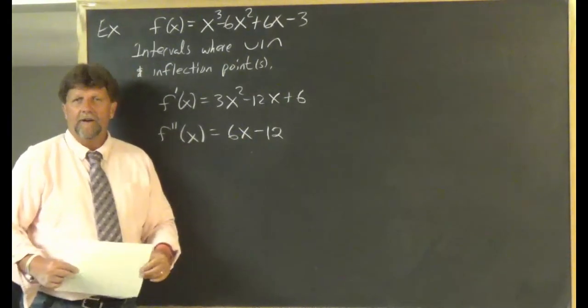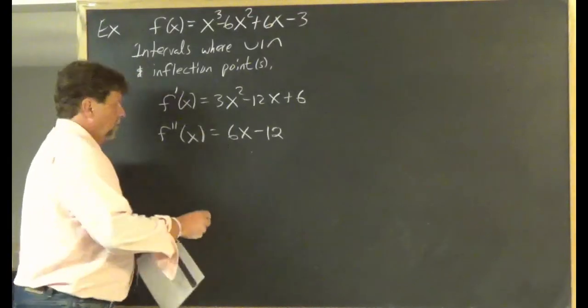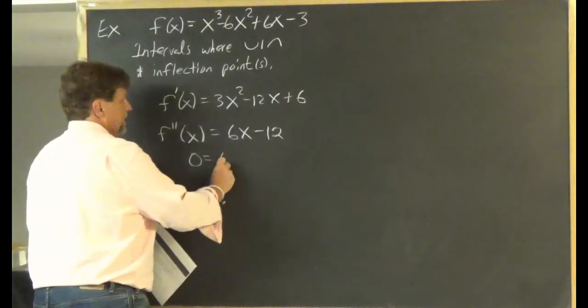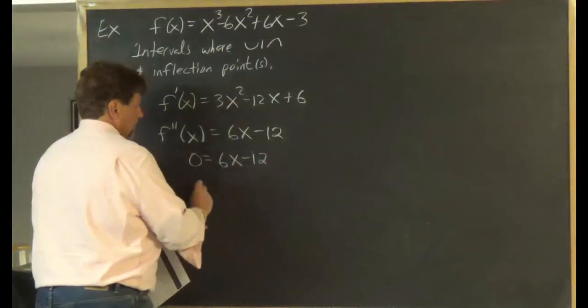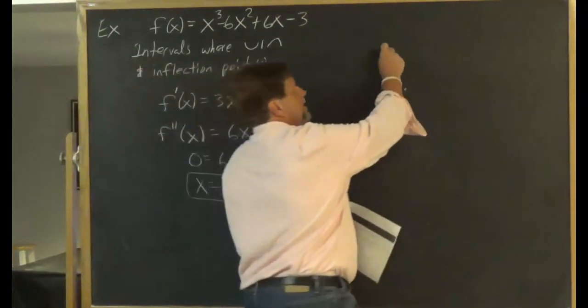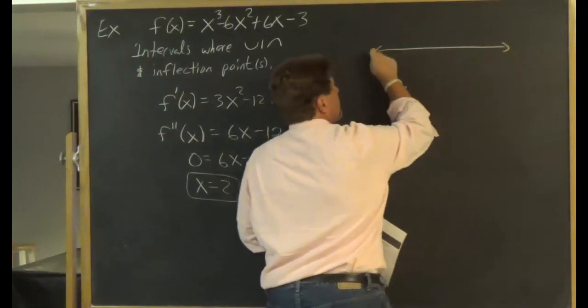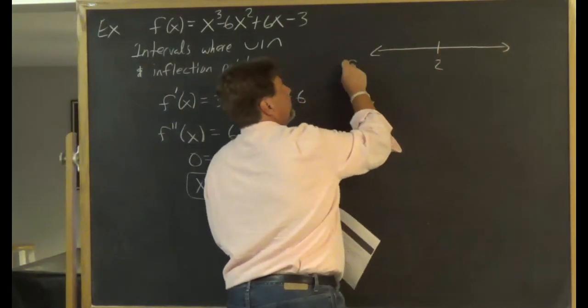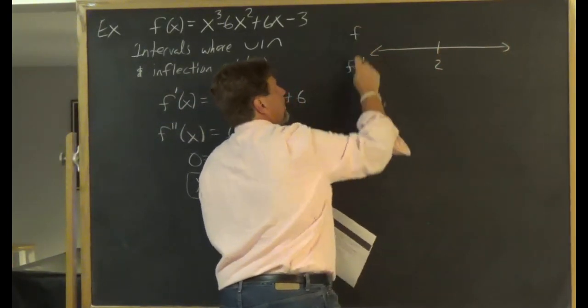The second derivative is defined everywhere. So where does the second derivative equal 0? Well, that occurs at x equals 2. So we make a sign diagram. Put f double prime there, f there.